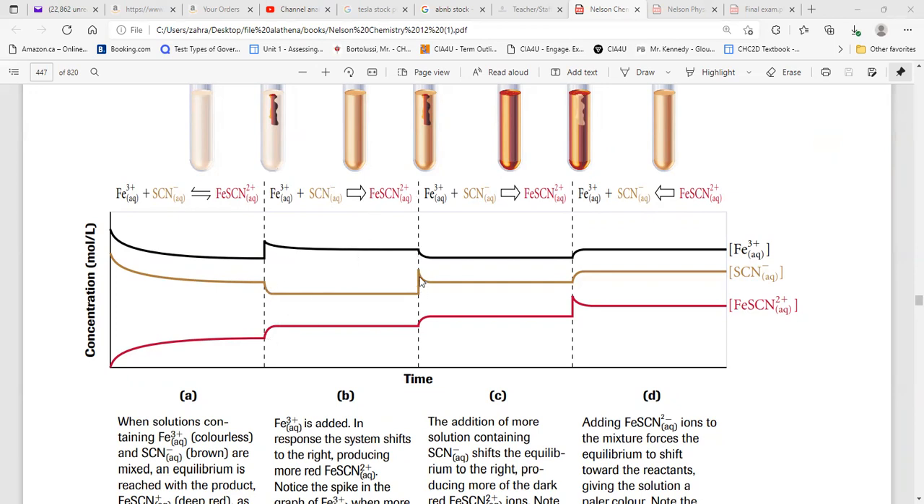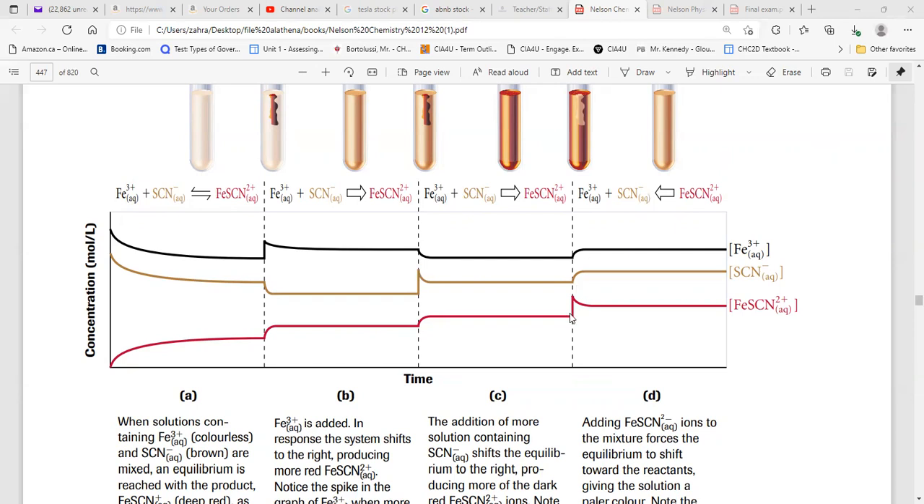Again, you're disturbing by the concentration of SCN jumping, which means you're putting in a lot of SCN. Now the equilibrium needs to oppose that, meaning it needs to be consumed. So it's going to go forward. See, the forward reaction needs to happen. It means the concentrations of Fe and SCN need to decrease, go down. The concentration of that one needs to go up.